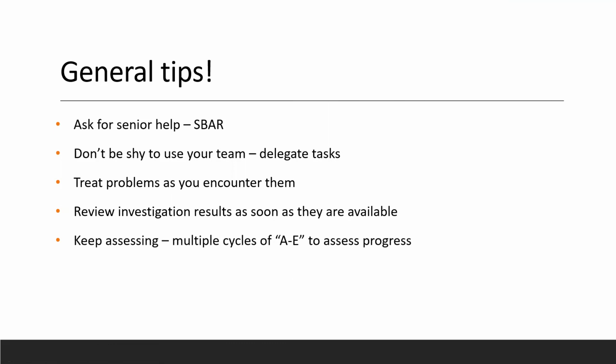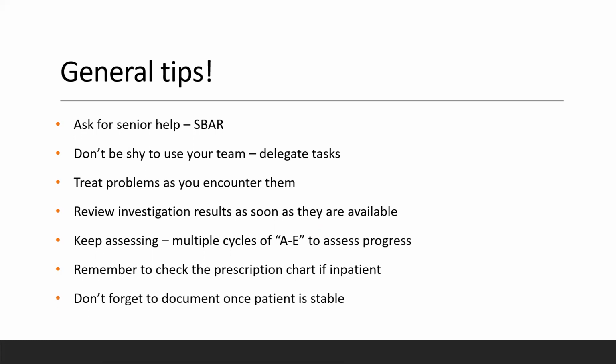Keep assessing. So you finished an A2E assessment, the patient's stable. Let's say you're waiting for a review from a senior. If you finished E, then go back to A and keep assessing and seeing if there's anything else that you can do for this patient. Remember, if it's an inpatient, always check the prescription chart, because, for example, if the patient's unconscious, it can give you a lot of information like the allergies, what they're on, and possibly if there's an error in prescribing that could have led to an acute deterioration in their health. And once everything is sorted out, the patient's stable, make sure you document everything that has happened.